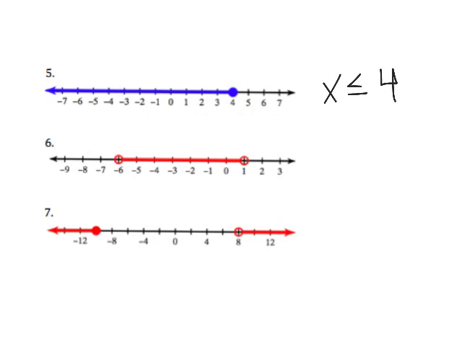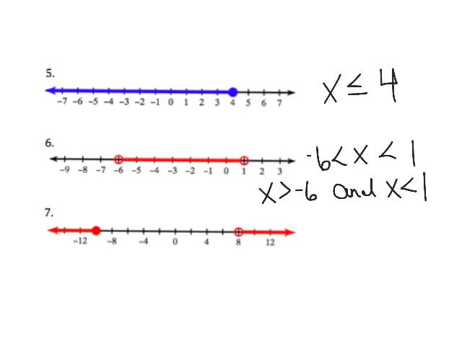For number 6, we've got a compound inequality, and I'll show you 2 ways to write it. You've got open circles, so you're going to use strictly less than or strictly greater than. It's not the or equal to part, so your 2 numbers of interest are -6 and 1. And you can write this 2 ways. You can write -6 less than x less than 1. You can also write x is greater than -6 and x is less than 1. 2 ways to write that.